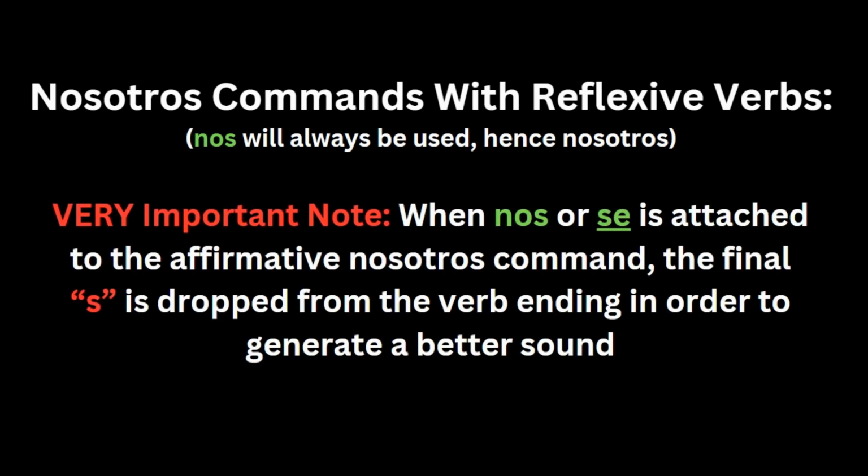As a side note, the rule of dropping an s also applies for the indirect object pronoun se, meaning to him, to her, or to them, when it's attached to the verb in the affirmative in order to avoid repeating the same letter and the same sound.